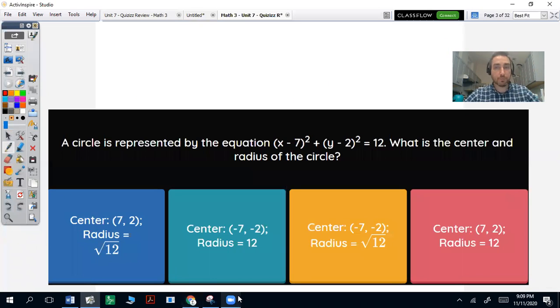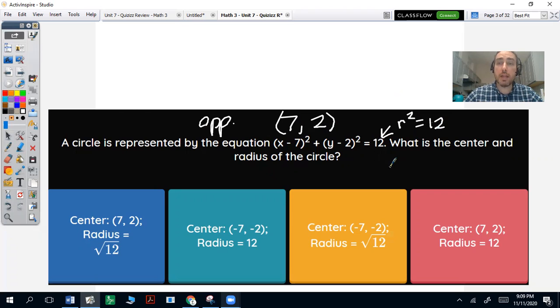Question number 2. A circle is represented by the equation (x minus 7) squared plus (y minus 2) squared equals 12. What is the center and radius of the circle? The center is going to be the opposite, so positive 7 and positive 2. Switch the signs. The radius is the square root of that number because r squared is equal to 12. So the radius will be the square root of 12, which is 3 point something, but we don't need to worry about that because it's already in radical form. So the center is (7, 2) and the radius is the square root of 12.